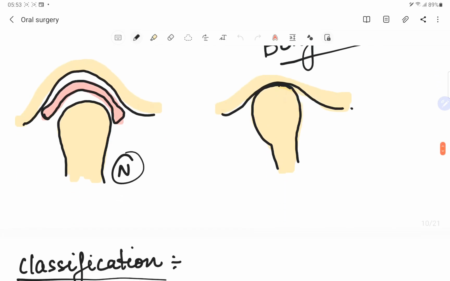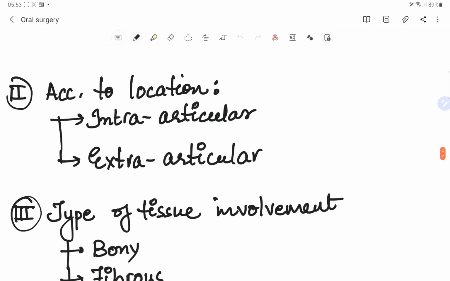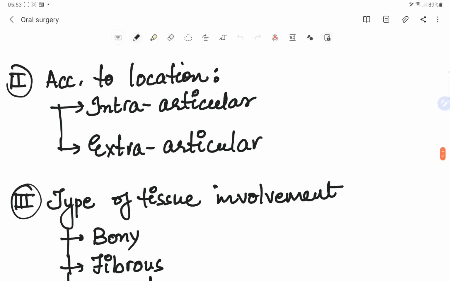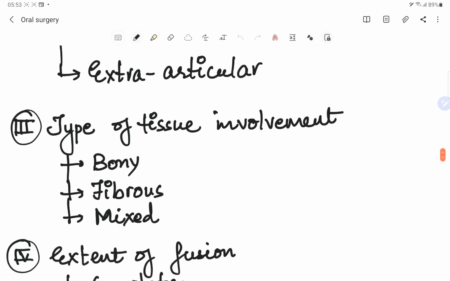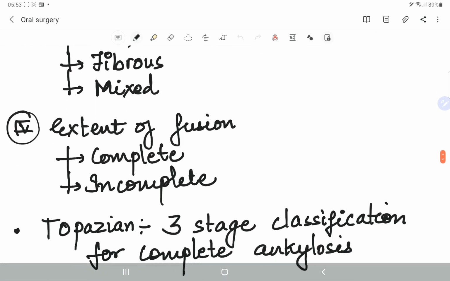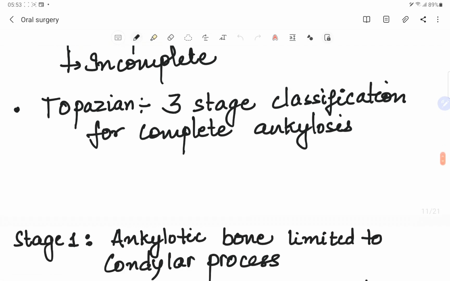So, that is the TMJ ankylosis. The classification is true ankylosis and pseudoankylosis. Based on the location, when it is inside the articular disc or inside the capsule, that is intra-articular, and outside it is extra-articular. It can be based on the tissue involvement: bony, fibrous or mixed. Based on the extent of the fusion, if it is a complete union, we call it complete, otherwise incomplete.